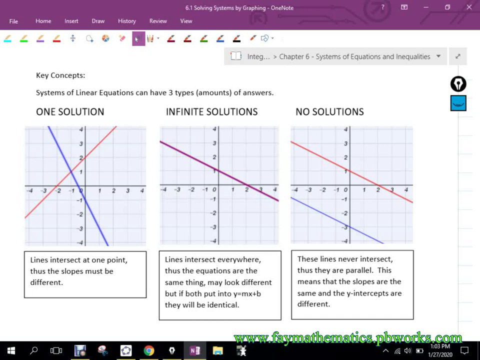So there's a category of questions that'll say, how many solutions do you have? Before they ask you to do anything, and this might even be just the overall question, how many solutions does this system have?